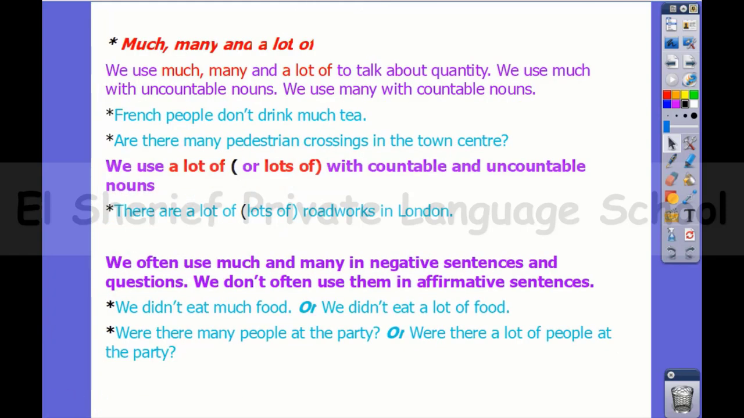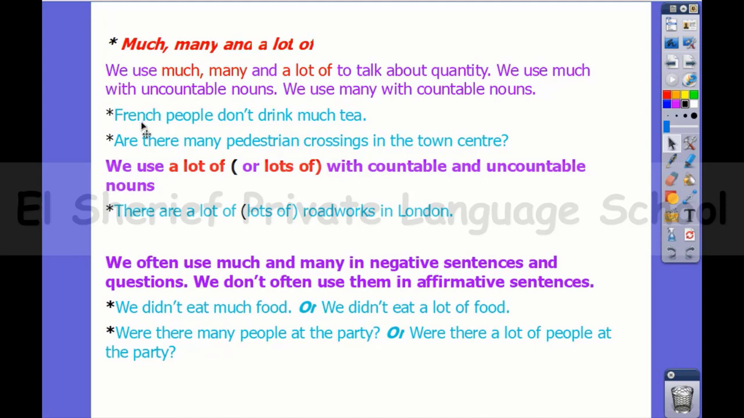Okay, so now let's move to much, many, and a lot of. So we use much, many, and a lot of to talk about big quantities. We use much with uncountable nouns. We use many with countable nouns. And we use a lot of for both countable and uncountable nouns.